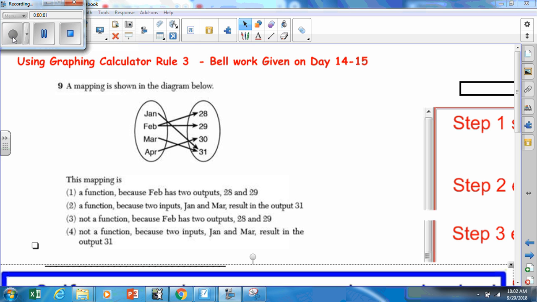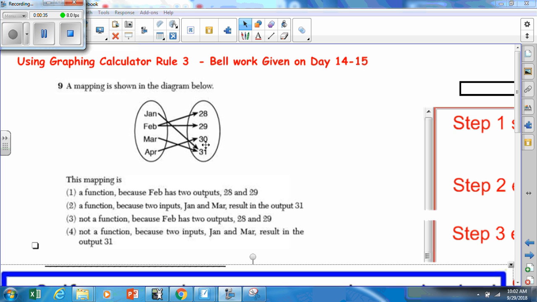All right. So we're going to kind of cycle back. We've looked at questions like this before, and this is a really important question when we are in our function type questions on the regions. So straight from the regions, it says a map is shown below. We know our domain, our x values, is January, February, March, April, and we know our range, or y values, is 28, 29, 30, 31. So another way of thinking about it is our domain is the months and our range are the days.